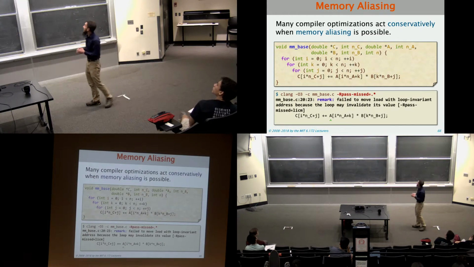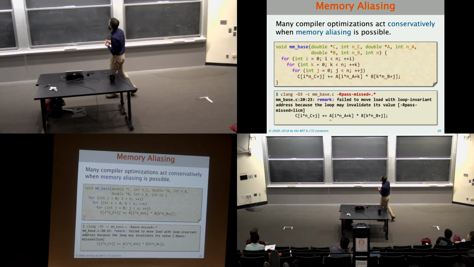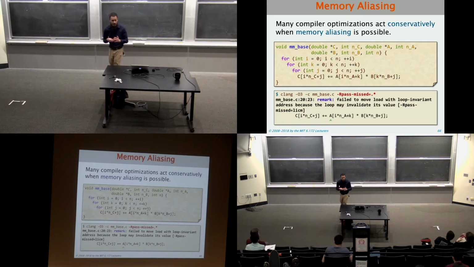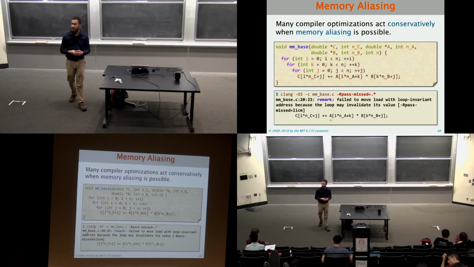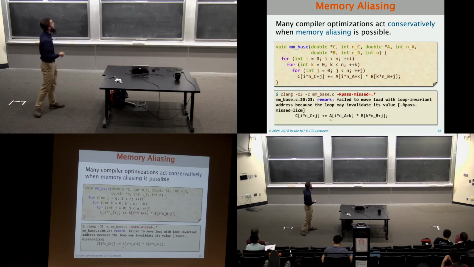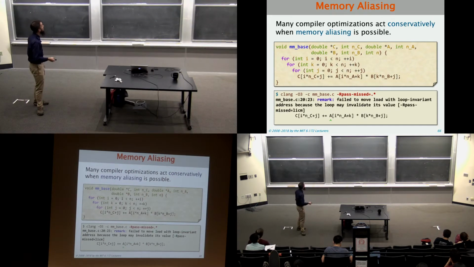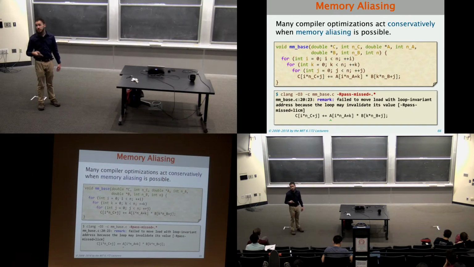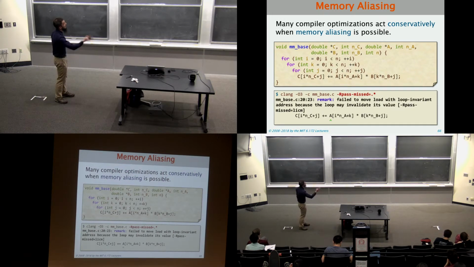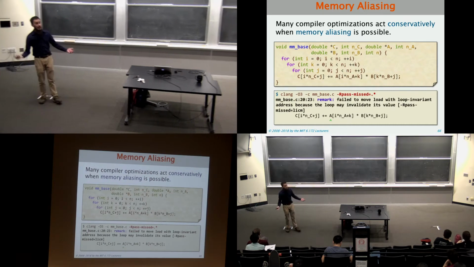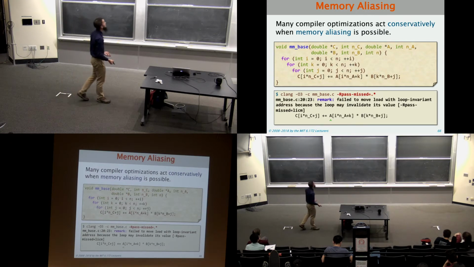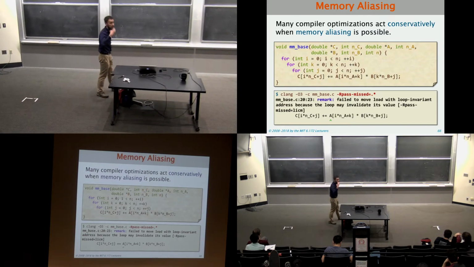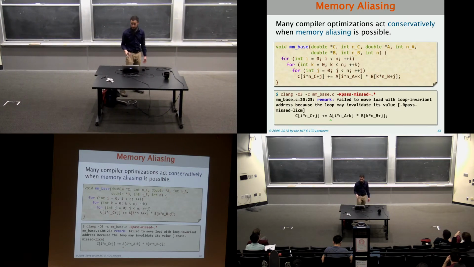Now, in general, memory aliasing, this will be the last point before we wrap up. In general, memory aliasing can cause a lot of issues when it comes to compiler optimization, and it can cause the compiler to act very conservatively. In this example, we have a simple serial base case for a matrix multiply routine, but we don't know anything about the pointers to the C, A, or B matrices. And when we try to compile this and optimize it, the compiler complains that it can't do loop invariant code motion because it doesn't know anything about these pointers. It could be that the pointer changes within the innermost loop, so it can't move some calculation out to an outer loop.